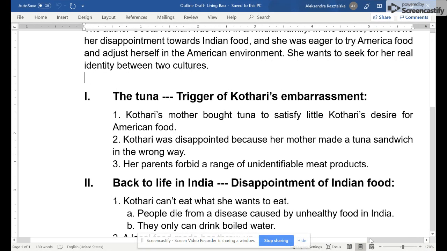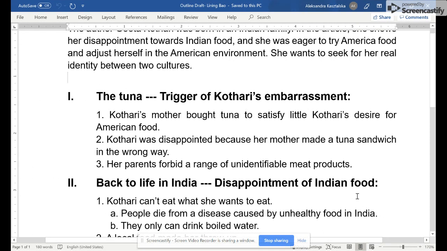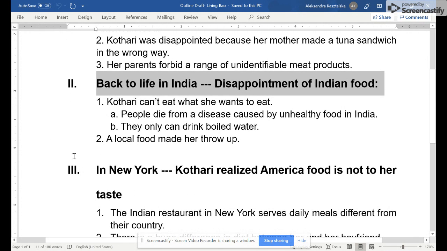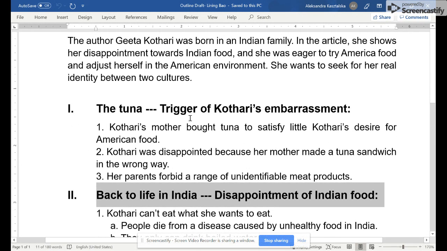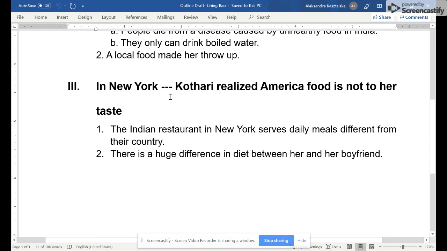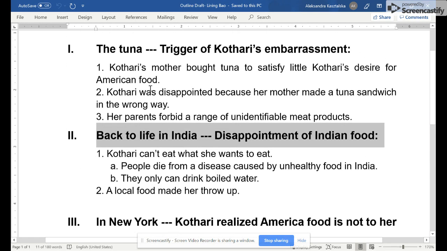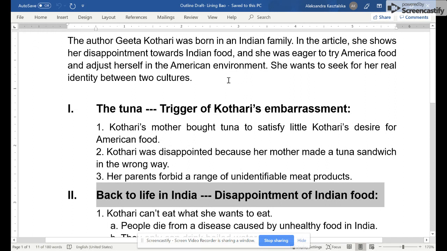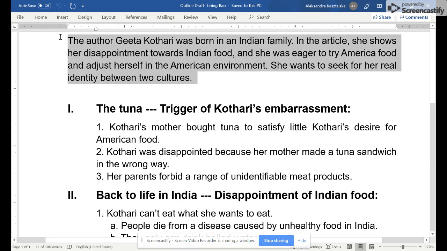I'm going to give you some quick feedback on your outline draft. I think this is a good start. I like how you divided the essay into three parts based on the tuna accident, when they were in India, and back in the US when she's older. The general organization makes sense, but it is a very, very rough draft. So let's look at your thesis.